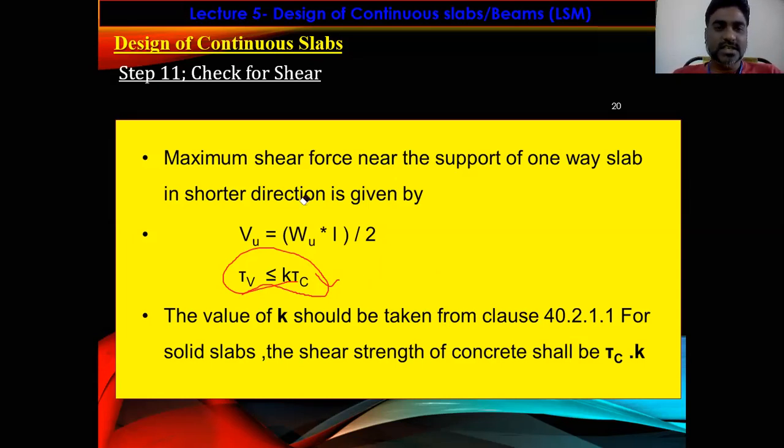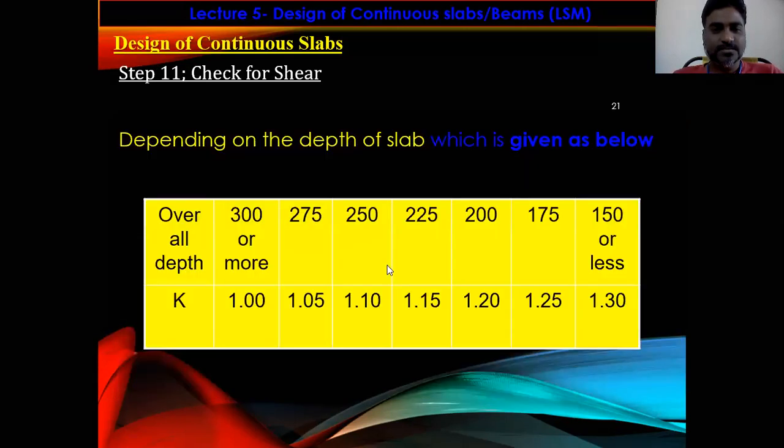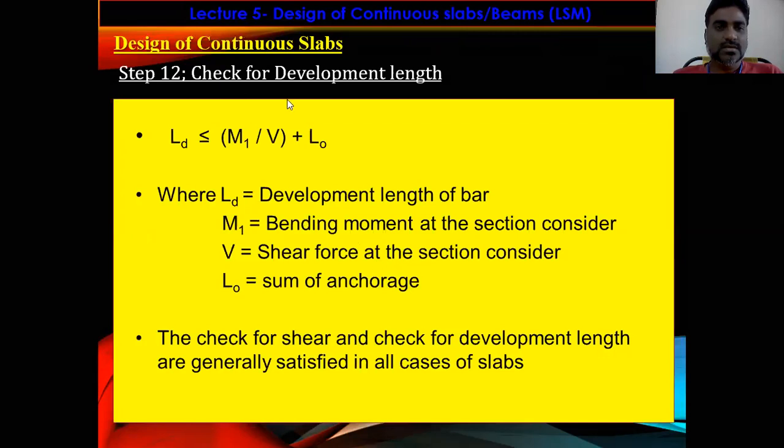So after checking the shear, one more check is left, that is development length, right? Your development length LD should be less than or equal to M1 by V plus L0, where LD is the development length of the bar, M1 is the bending moment at the section considered, V is the shear force at that section considered, and L0 is the sum of anchorage, right?